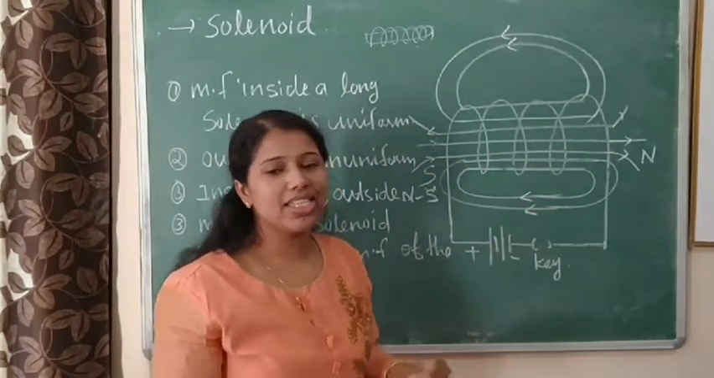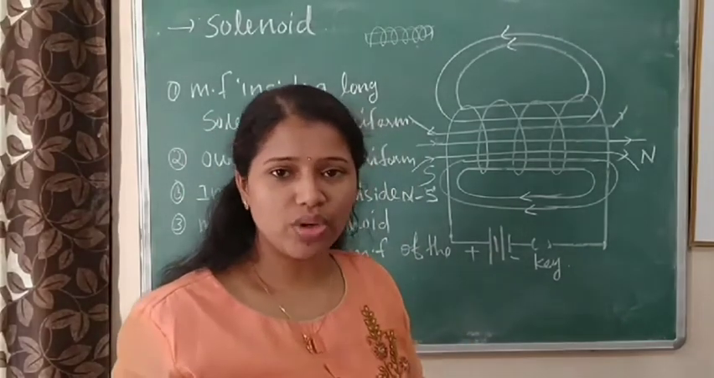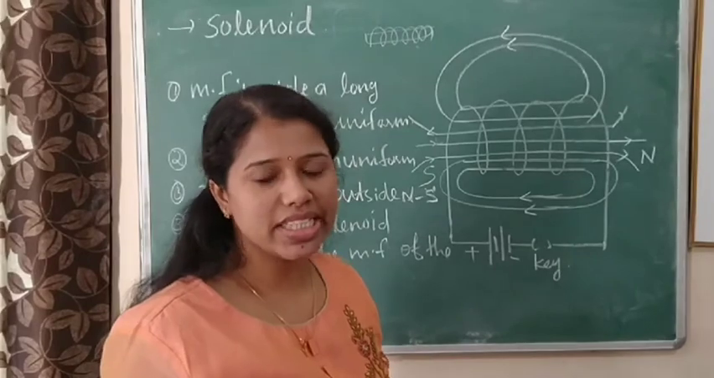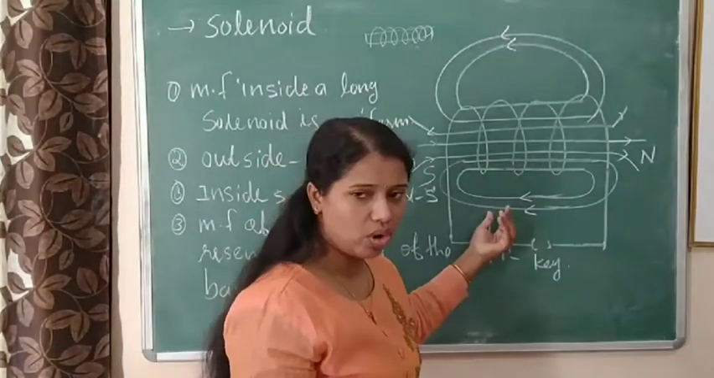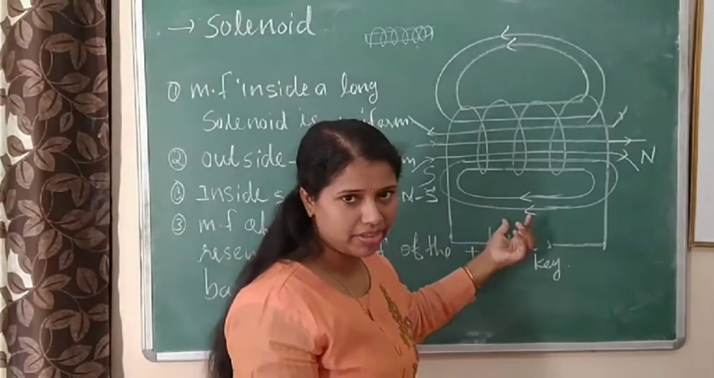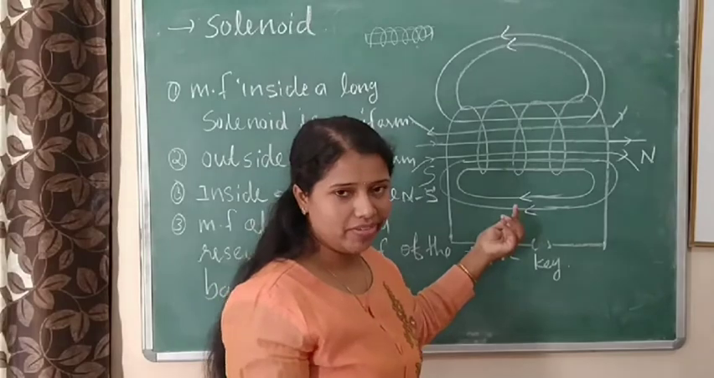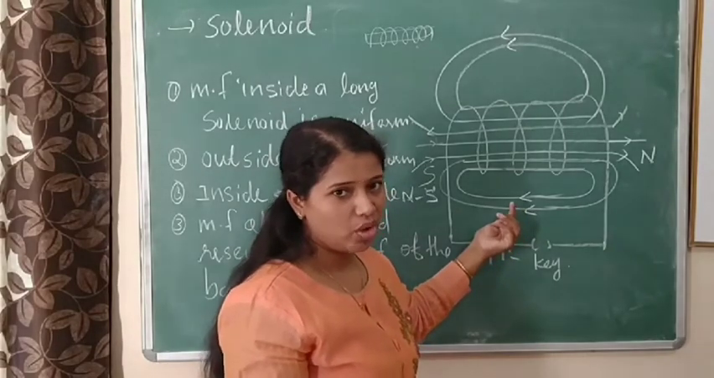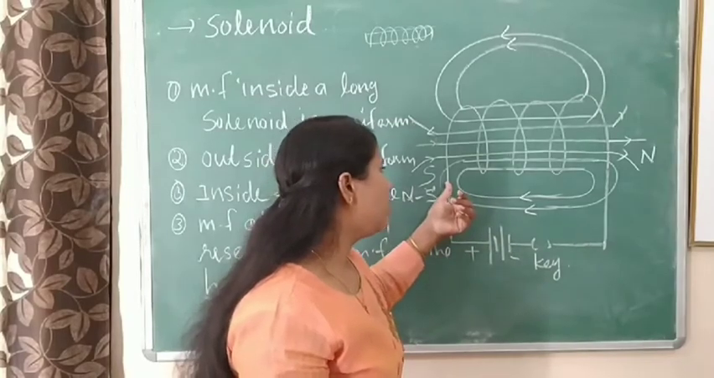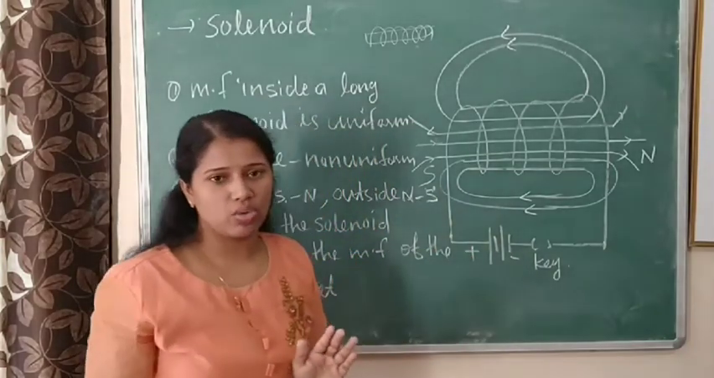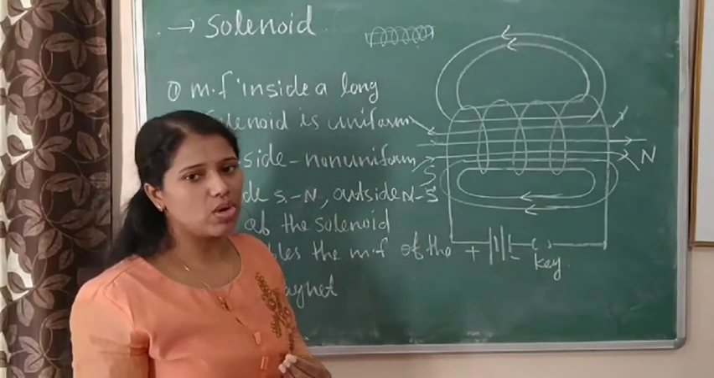Outside, it is a non-uniform magnetic field. Not at equal distance, not in the same direction. Non-uniform magnetic field lines. It is non-uniform, that means a weak magnetic field. Not parallel. Outside, the lines go from north to south. Inside it is south to north, outside it is north to south.